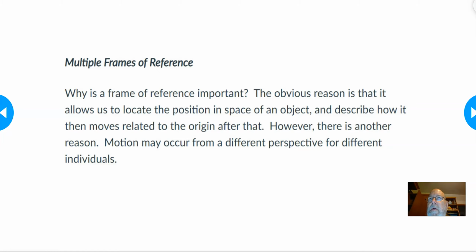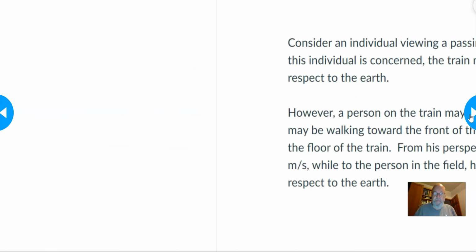Now, I don't just have to have one frame of reference. I may have multiple frames of reference. So we've already showed that the obvious reason that we need a frame of reference is that it allows us to locate a position in space. Okay, I can locate where something is at in space using a frame of reference. That's its purpose. But there's another reason that I need a frame of reference. And we're going to find out that motion may occur from a different perspective for different individuals.